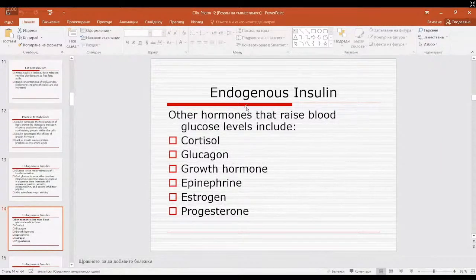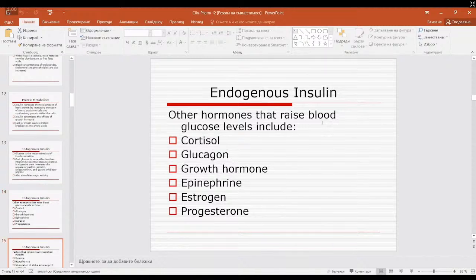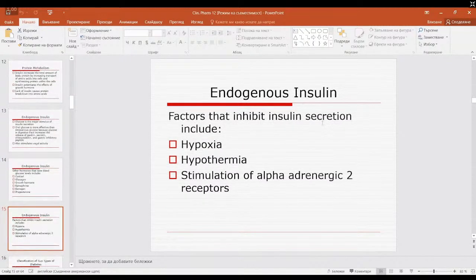Also, endogenous insulin is related to other hormones, which, when they're given either exogenously or when there is an increased endogenous secretion of, let's say, cortisol, glucagon, growth hormone, epinephrine, estrogen, and progesterone, this also leads to a raise in the blood glucose levels. Insulin secretion is inhibited sometimes by hypoxia, also by hypothermia, and by stimulation of alpha-adrenergic receptors.